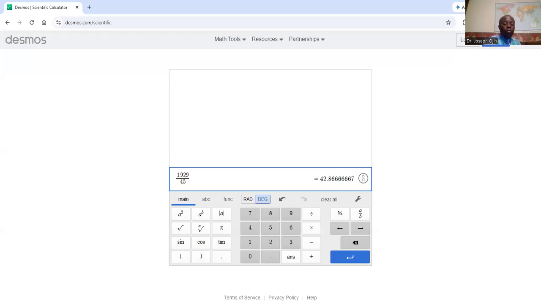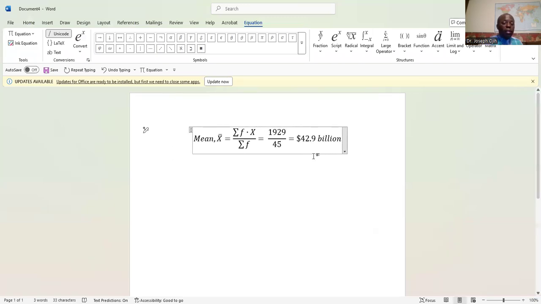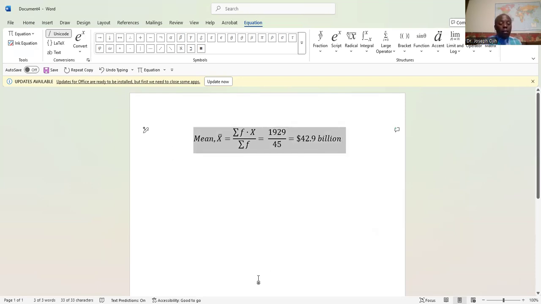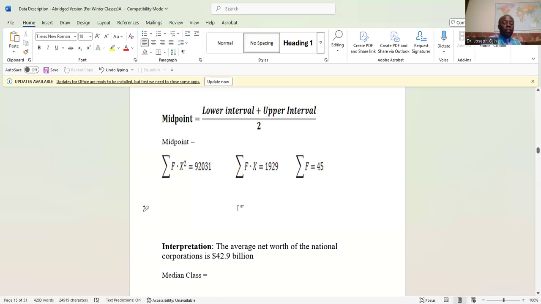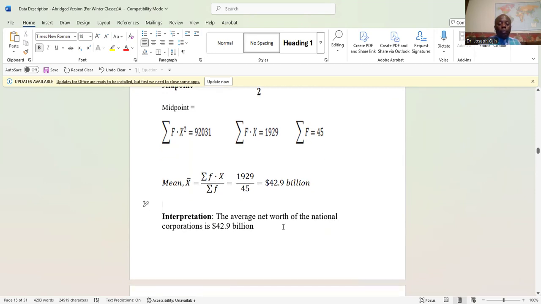Excuse me, it's in dollars. 42.9 billion dollars. That's the mean right there. I'm going to copy this and paste it there. So you got the mean as 42.9 billion, and you can see the interpretation right here: the average net worth of national corporations is 42.9 billion.